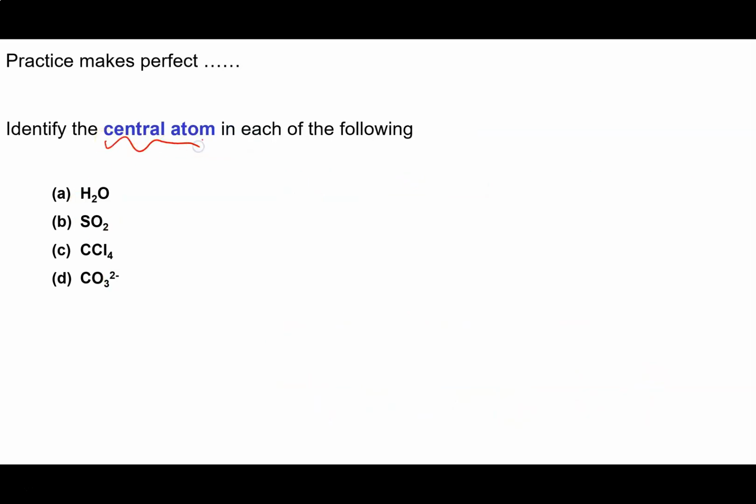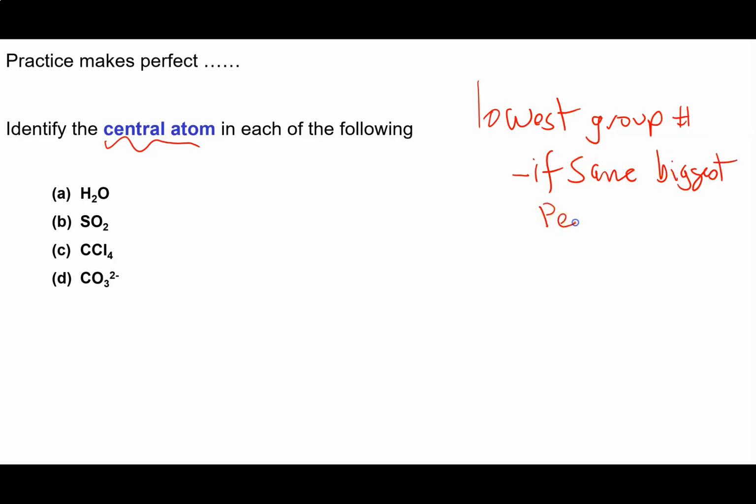When it comes time to identify the central atom, you've got to go with the lowest group number. And if it's the same group number, it's the biggest period, or the highest period. The other rule that we had is hydrogen is always an outer atom. That can save a little bit of time. So in the first one here, hydrogen's going to go on the outside because it always does. Oxygen's got to go in the middle.